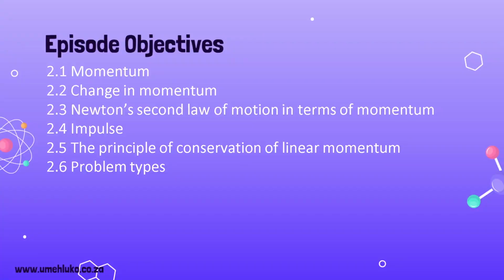The previous one, remember, was mentioning that a body will continue in its state of rest until it's acted upon by an external force. So in this case, we will try to define Newton's second law of motion with respect to momentum. And then fourthly, we're going to look at what impulse is. And then we'll eventually look at the principle of conservation of linear momentum. And then afterwards, we go straight to different types of problems.